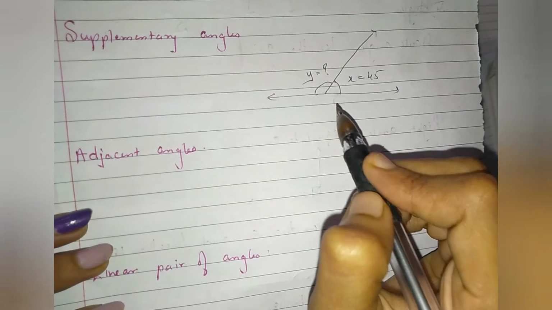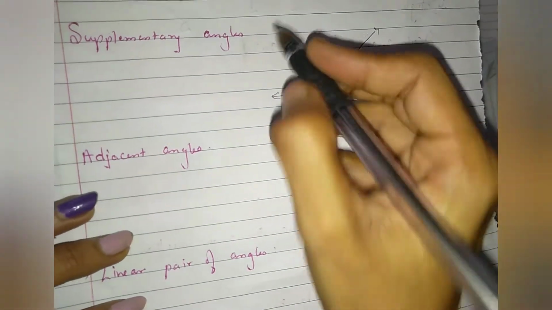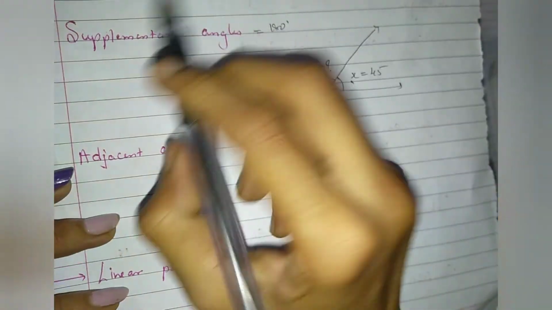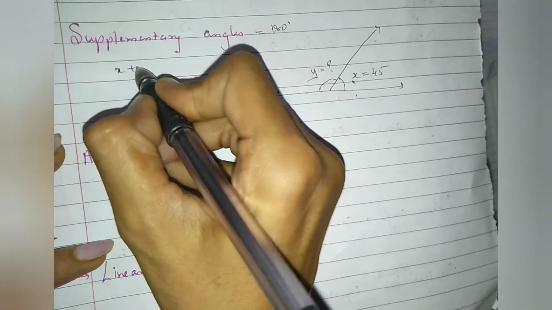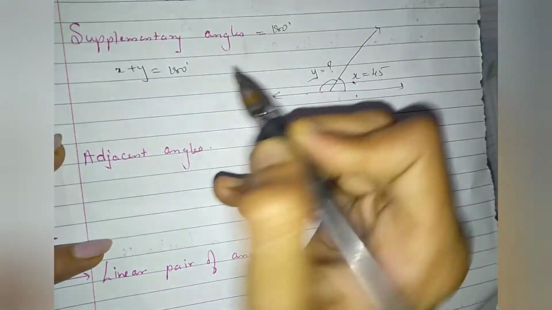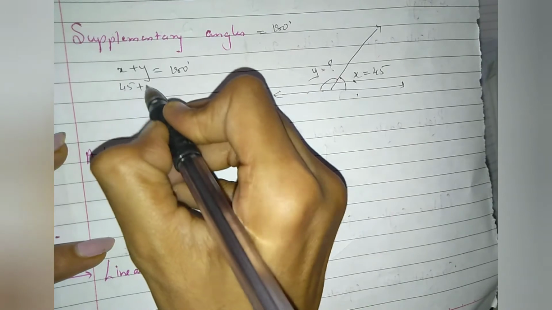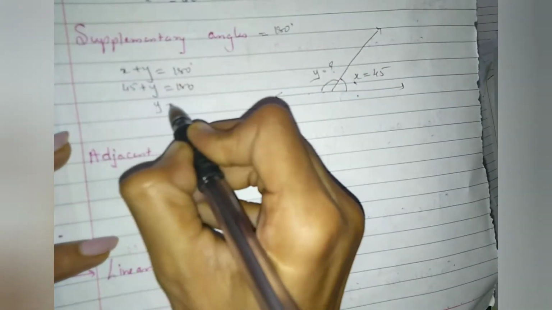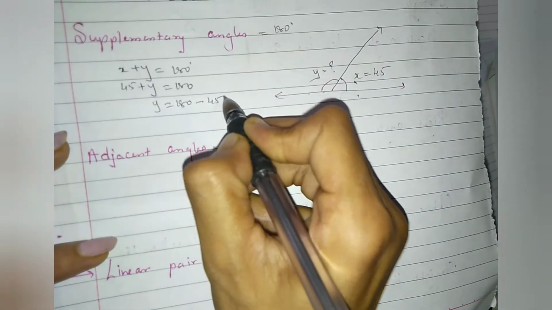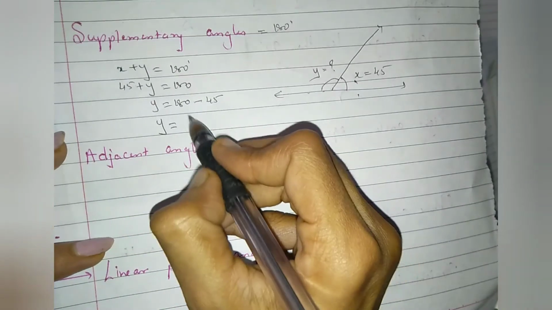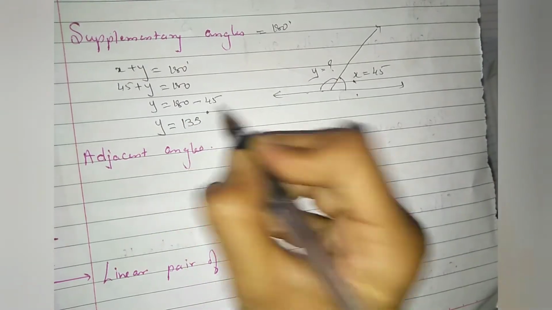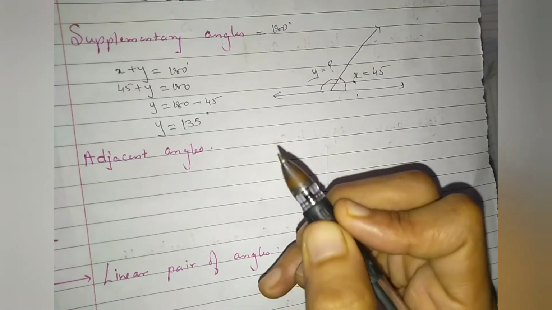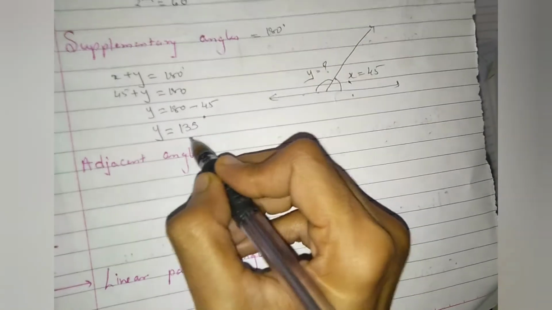Now the sum of these two angles is 180. Supplementary means the sum of two angles should be 180. So X plus Y equals 180. X is given as 45, so 45 plus Y equals 180. So Y equals 180 minus 45, which is 135. So Y equals 135 is the answer.